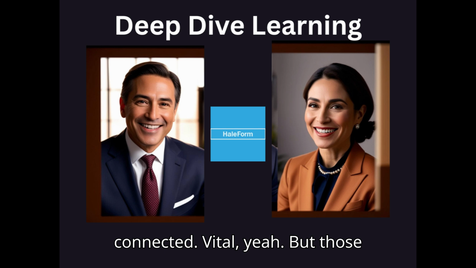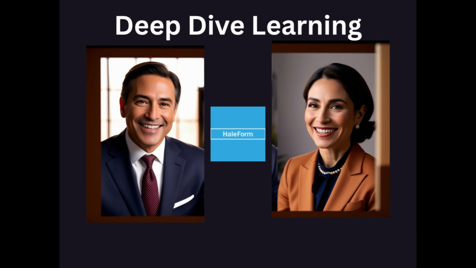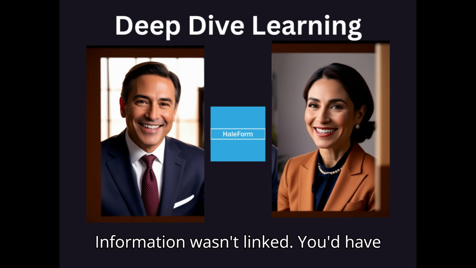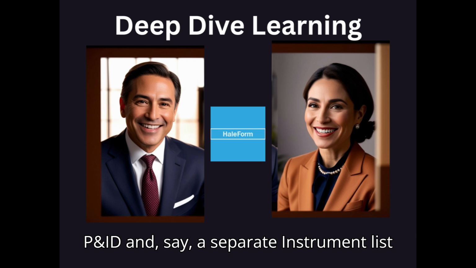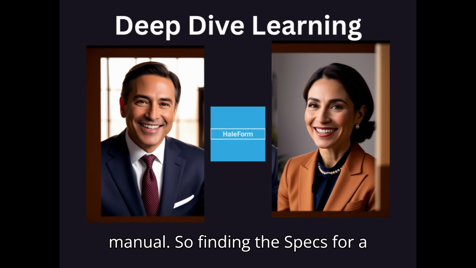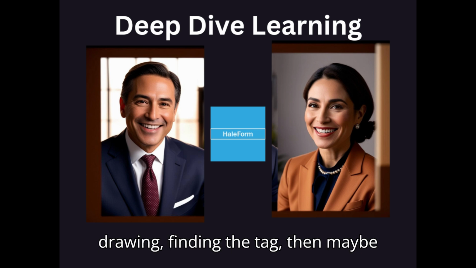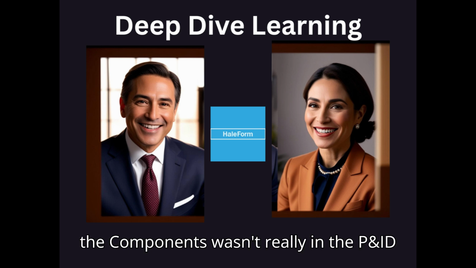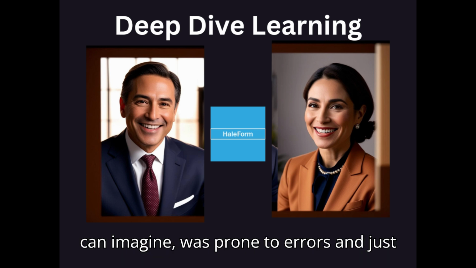Vital, yeah. But those traditional P&IDs, as the source material highlights, they had limitations. They did. While crucial, they often led to disconnected data. Information wasn't linked. You'd have inconsistencies creeping in between the P&ID and, say, a separate instrument list. And updates. That was all manual effort. Extracting information was also, well, manual. So finding the specs for a specific valve meant hunting through the drawing, finding the tag, then maybe looking it up on a separate spreadsheet or data sheet. Precisely. The data about the components wasn't really in the P&ID itself. It lived elsewhere, which, as you can imagine, was prone to errors and just took a lot of time.